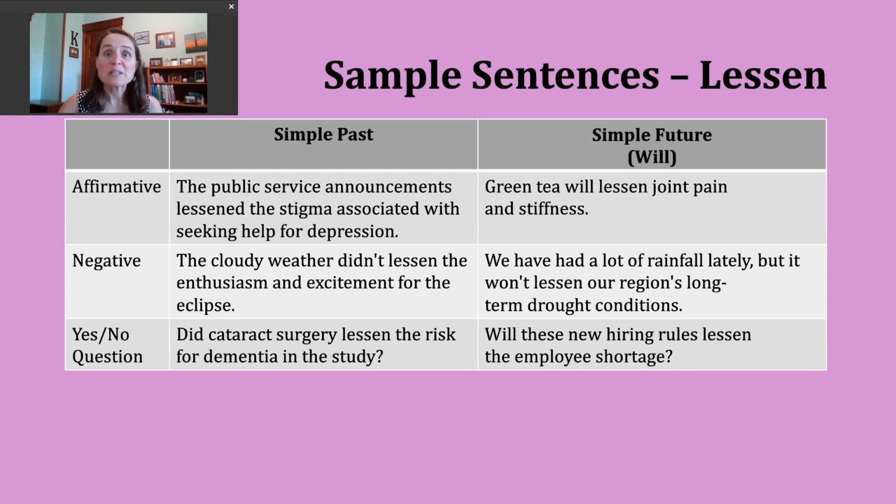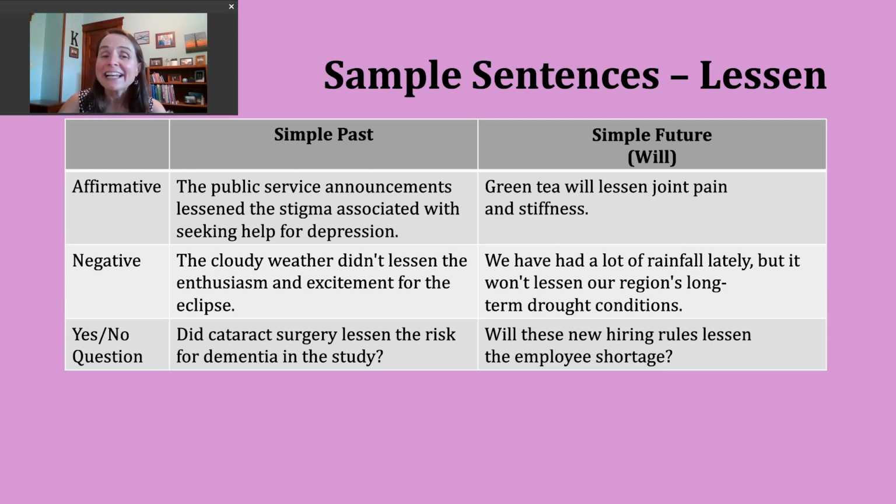Okay. A solar eclipse just happened a few months ago in North America. And in some communities, the weather wasn't perfect or it wasn't ideal for it. But this sentence is describing that people's excitement, their enthusiasm to witness this event did not decrease. It was not reduced.